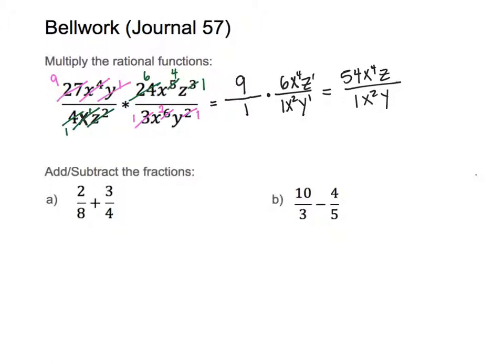So the bottom here is x squared, so that gets canceled. So that means I took away two x's here, so I have to take away 2 from this 4. So this 4 is now a 2 because 4 minus 2 gives you 2.